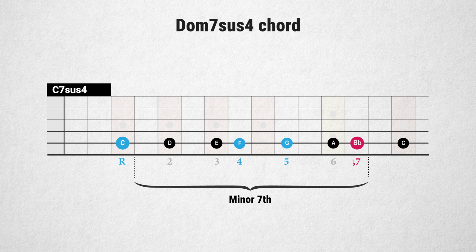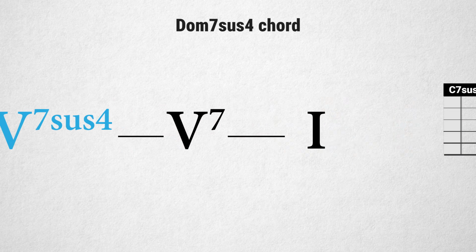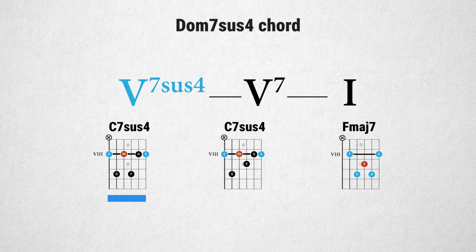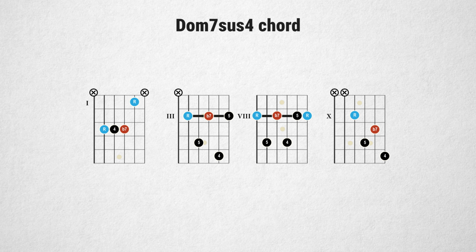Adding the minor 7th degree to the sus4 chord creates a dominant 7 sus4 chord containing the root, the perfect 4th, the perfect 5th and the minor 7th. This chord is most of the time used preceding the dominant 7th chord that results in the tonic. Here are some shapes for the dominant 7 sus4 chord.